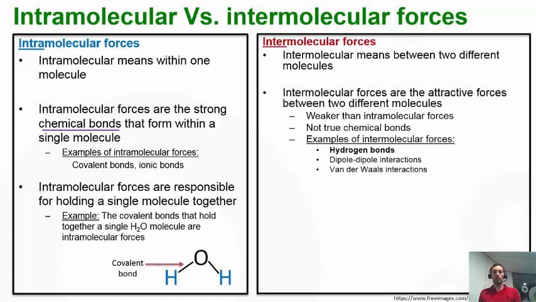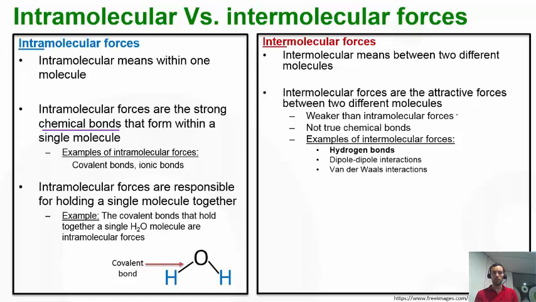So the new one that we're looking at today is the intermolecular forces. And these are the forces between two different components or two different molecules. We can think of the intermolecular forces as attractive forces. It's what holds two molecules closer together. Okay? If they weren't attracted together, they wouldn't be held together. So we've got these attractive forces that are holding the multiple molecules together.